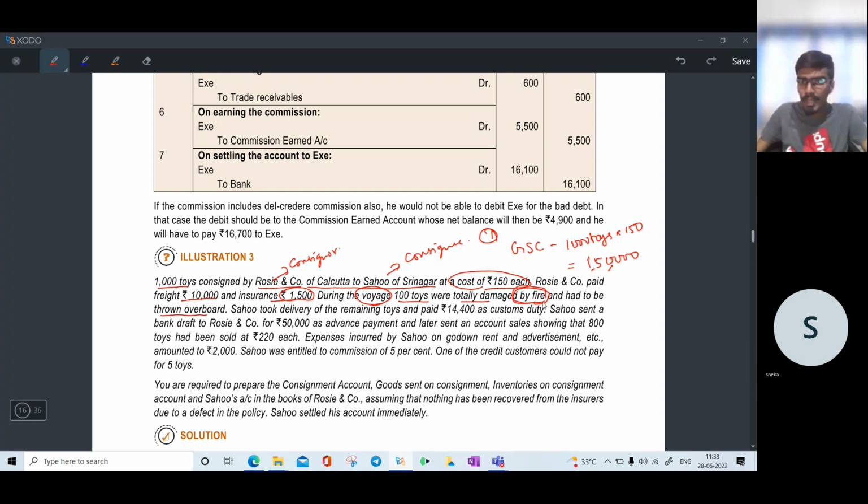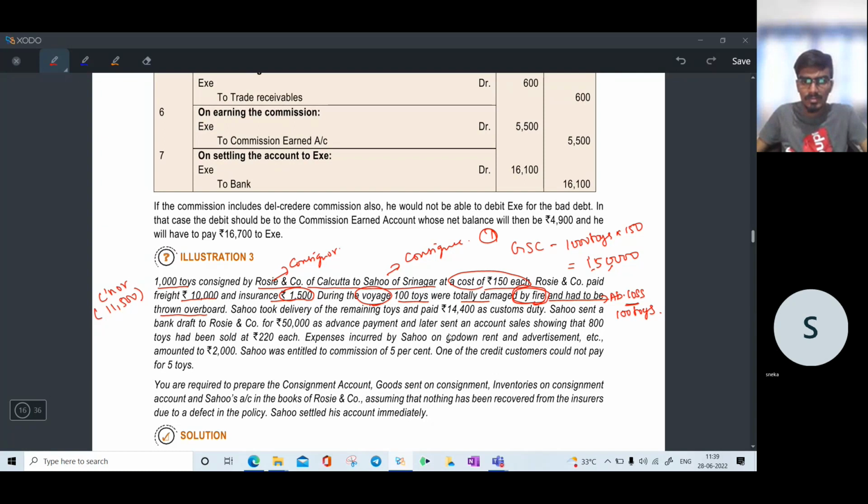What is meant by fire? By fire, is it a normal loss or an abnormal loss? Feel free to talk to me. Abnormal, yeah, very good. Abnormal loss is 100 toys. Then move on. What is the total consignor's expense? The consignor's total expense is 11,500.